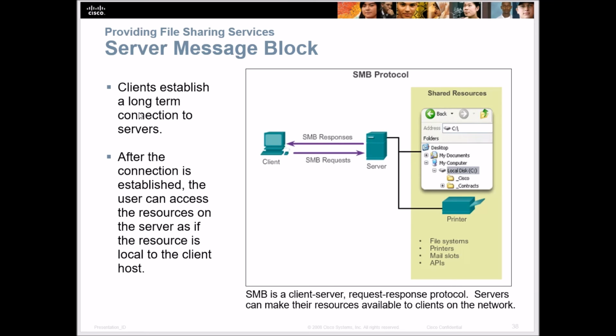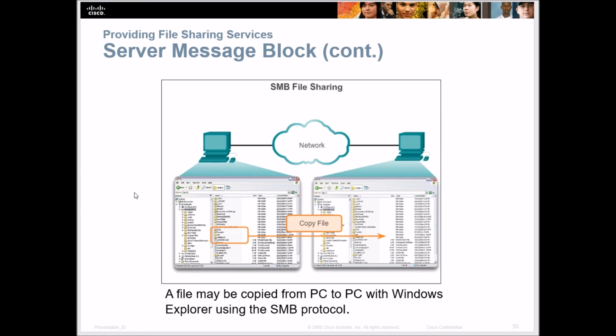SMB, Server Message Block. Clients establish a long-term connection to the servers. This is so you can see printers. Usually printers isn't a good example of that. And this is an example of Windows. I know that's sort of hard to see there, but if you're looking at Windows, it holds that link in your Windows Explorer.